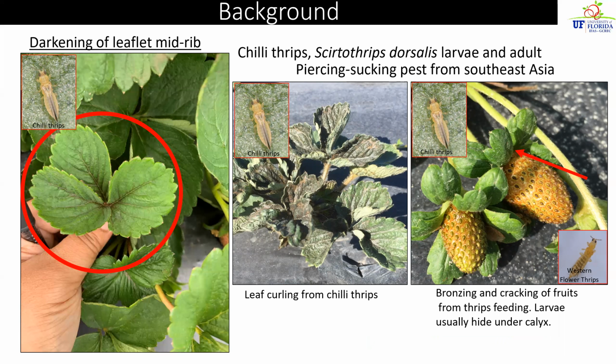Thrips infested fruits turn bronzed and cracked, and the thrips larvae, be it of chili thrips or western flower thrips, will remain well hidden underneath the calyx of the fruit.